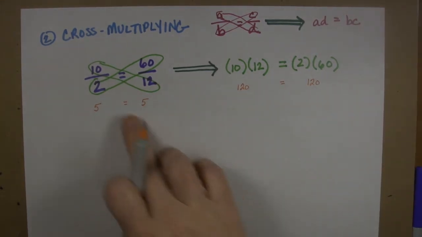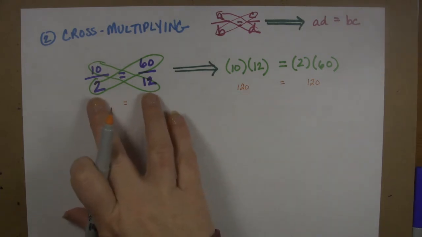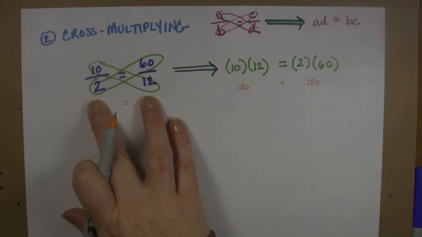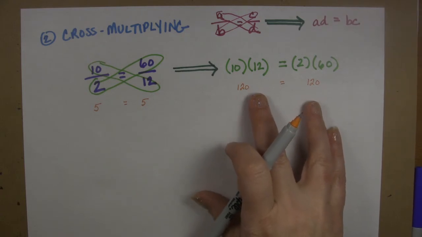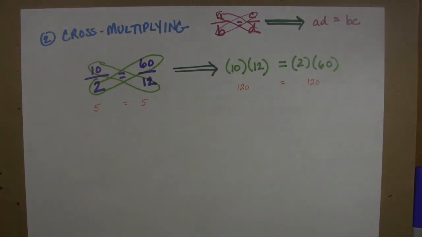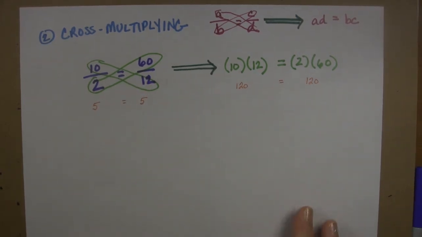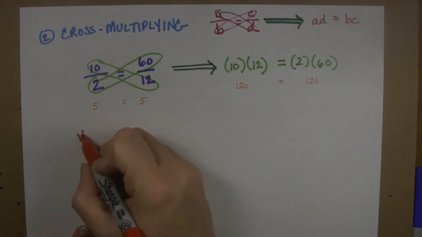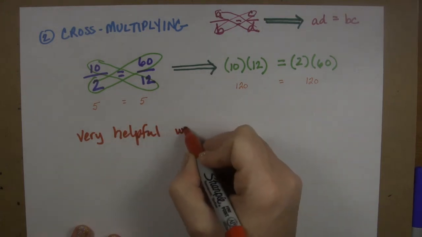So again, we're not saying that 10 over 2 equals 120. No, we're not saying that. We're saying that if this is your proportion, 10 divided by 2 equals 60 divided by 12, you can manipulate it in this fashion and always get another true statement. Now you might be saying to yourself, great, but why in the world would we ever want to do that? I mean, how does going from one true statement to another true statement help us? Well, it does, and I'll tell you that this is very helpful when finding unknowns.